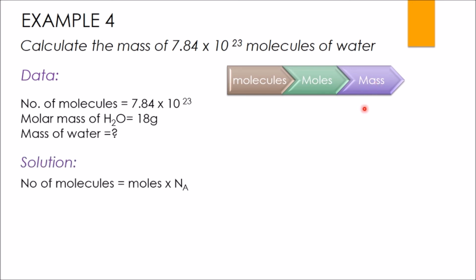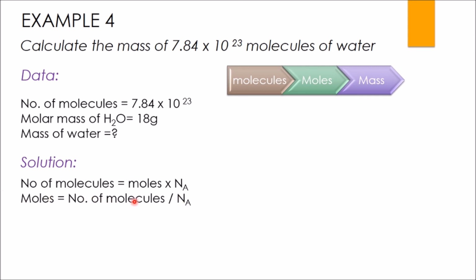Let's look at the solution. We know that the number of molecules is equal to moles multiplied by Avogadro's number, which is Na. So Na is Avogadro's number, we know that, and the formula is moles multiplied by Na. For moles, what are we going to do? We are going to keep this moles over here. This Na is multiplying. On the opposite side it is going to divide the number of molecules. So the formula becomes moles equal to number of molecules divided by Avogadro's number.